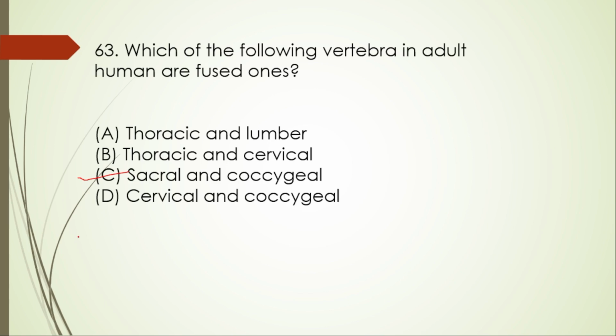So here what happens? Sacral and coccygeal. Sacral bones will fuse together to form only one single bone, which is called sacrum, and coccygeal bones fuse to form a single bone, which is called coccyx. Okay, all the bones which fuse to form the coccyx. And sacral bones will fuse to form what? Sacrum.